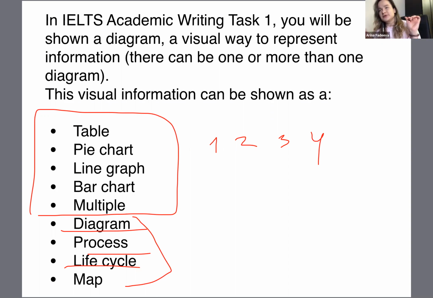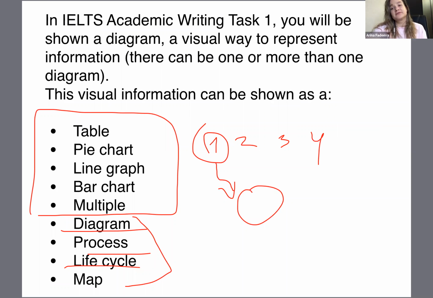A usual diagram could also be a kind of algorithm, how to get a driving license, for example. And there are various steps. If you get your score on the first level of a driving test, I guess it's just a computer test.